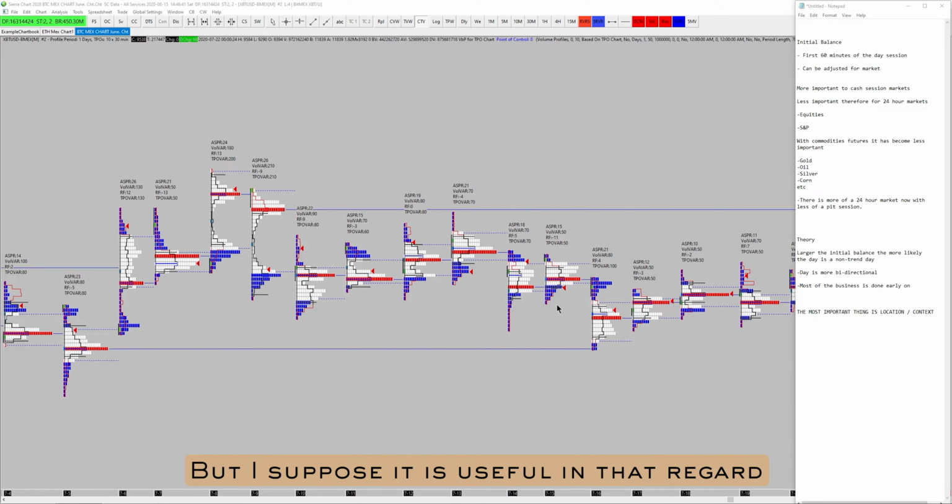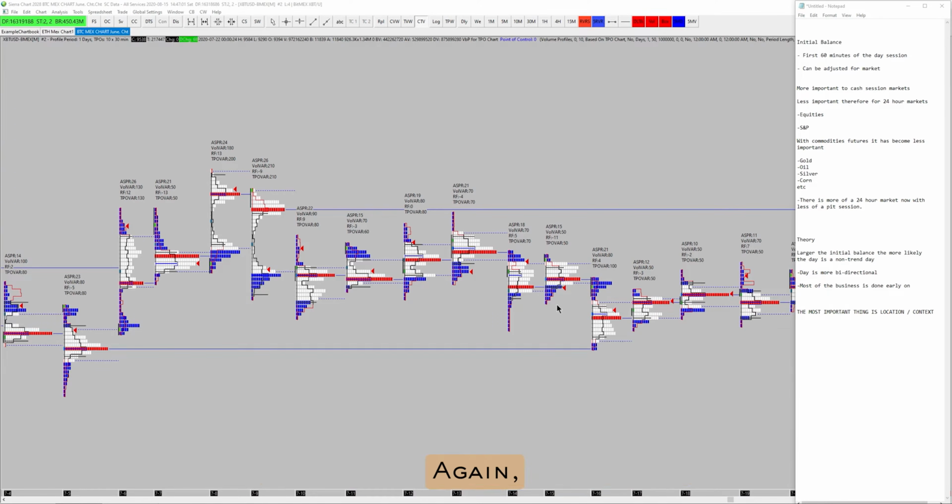But I suppose it is useful in that regard, and that you don't have to constantly be monitoring things on the low time frame. But this is going to be very dependent on whether or not you are going to be observing that action while it is occurring anyway. Because if you're doing that, then it's not completely necessary that you pay attention to what the initial balance is showing. Again, this is more important in a cash session. So a market rather that has a cash session or has limited session, right? In Forex, in crypto, we trade 24 hours, right? So this is more important.